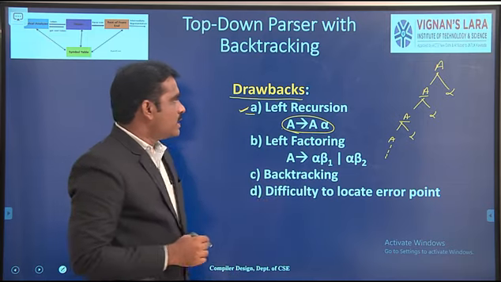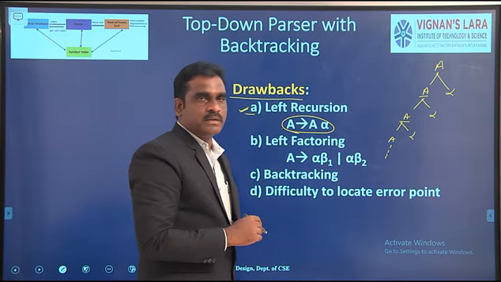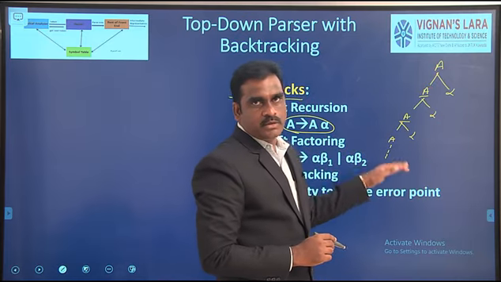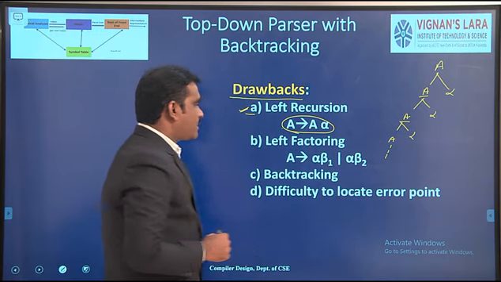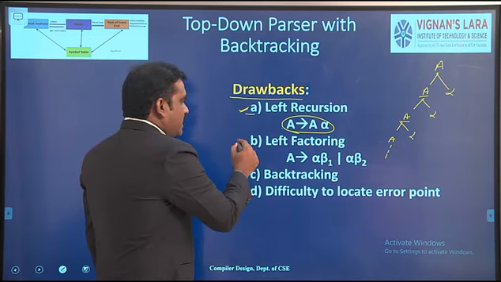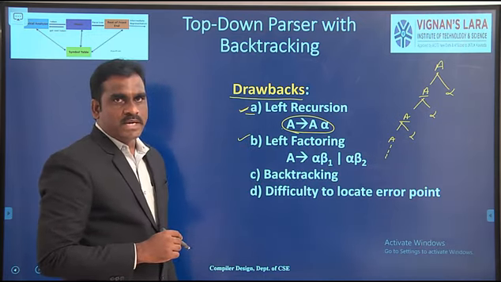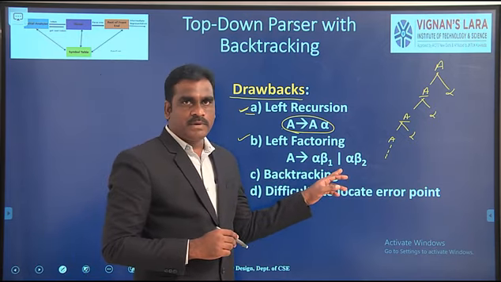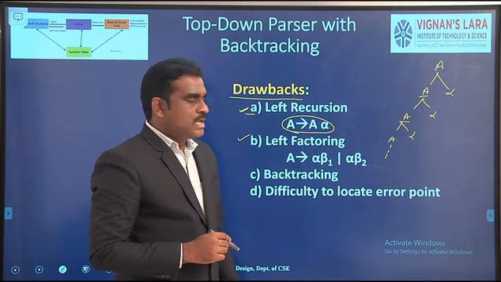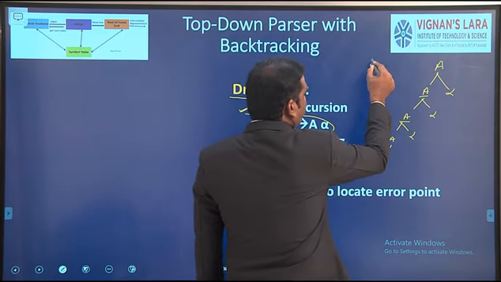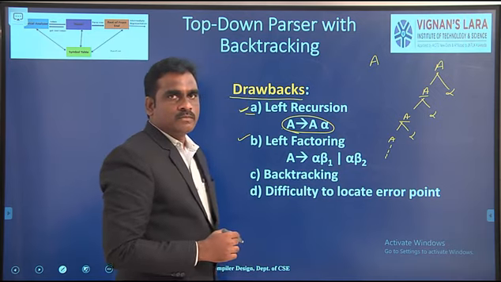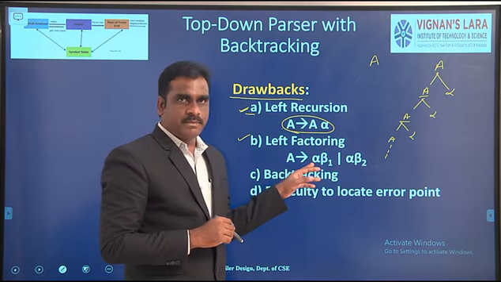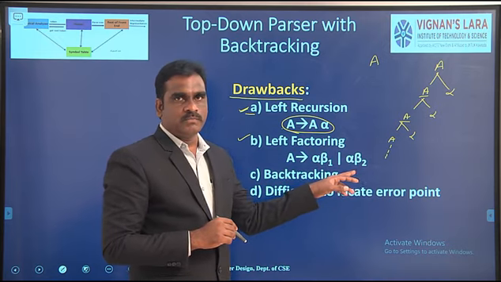Suppose the production is in left recursion. It is not possible to construct a tree because it goes into an infinite loop. The second one is left factoring. What is meant by left factoring? The production is of the form A → alpha beta 1 or alpha beta 2. Now A has two options: one is alpha beta 1, the second one is alpha beta 2.